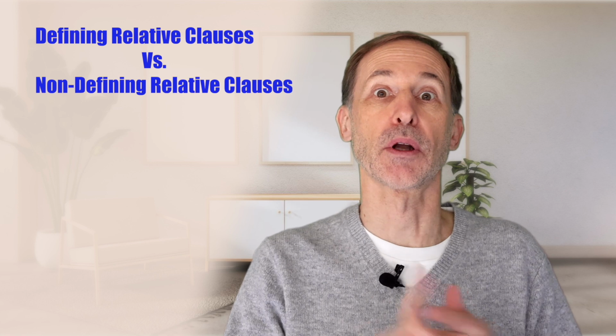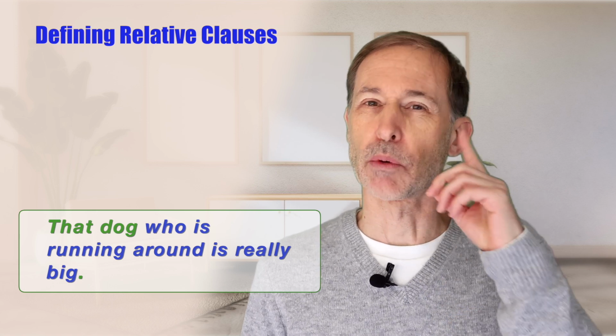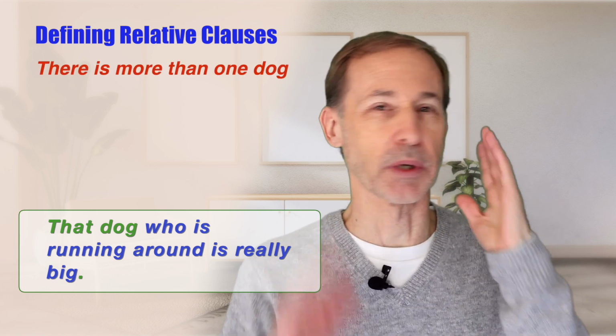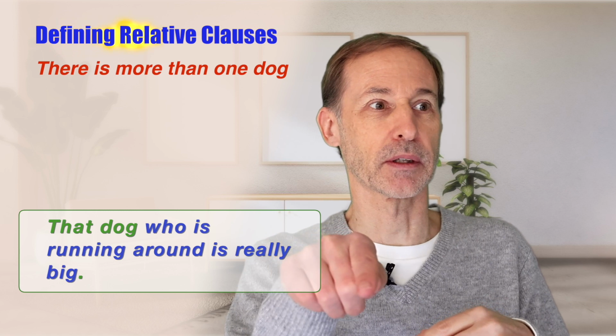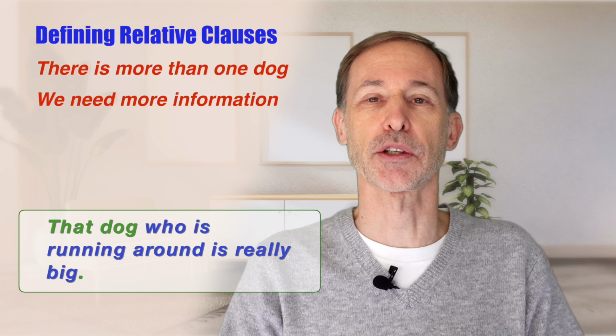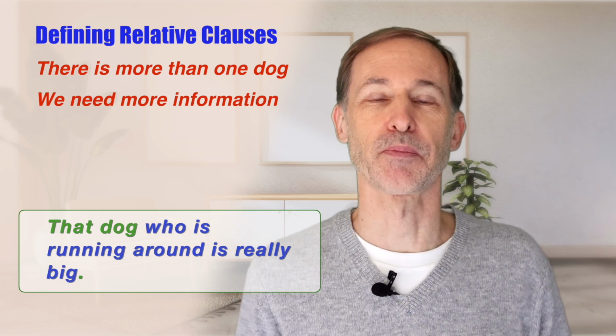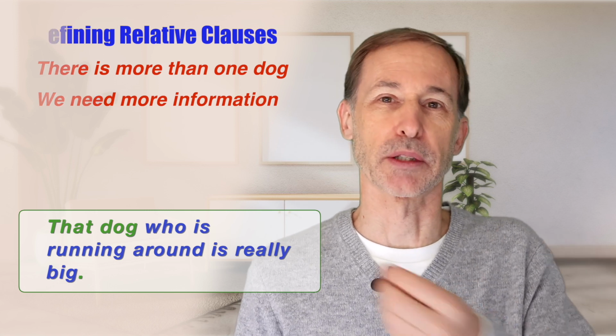So let's compare some relative defining clauses and relative non-defining clauses to see how the meaning changes. As a defining relative clause, that dog who is running around is really big. We imagine there's more than one dog. So we think, which dog? Which dog is it? Oh, the one that is running around. It is essential information to give meaning to the sentence, to understand which dog we are talking about.